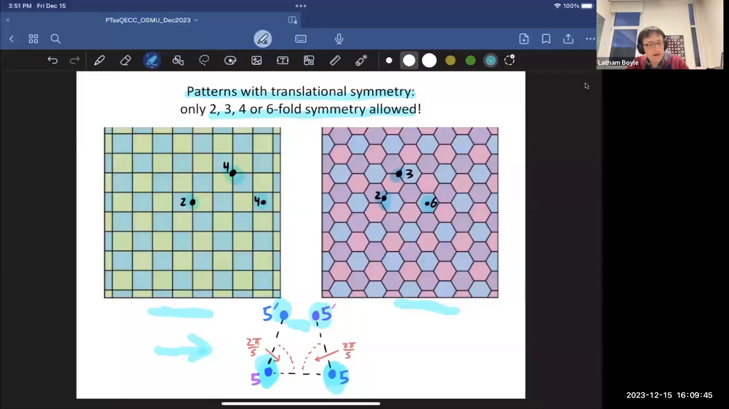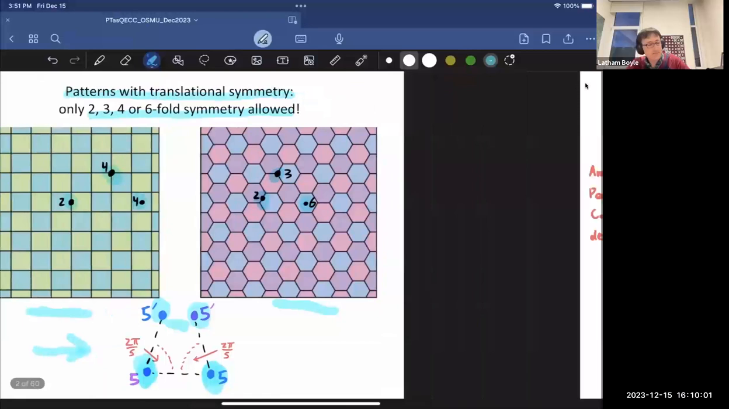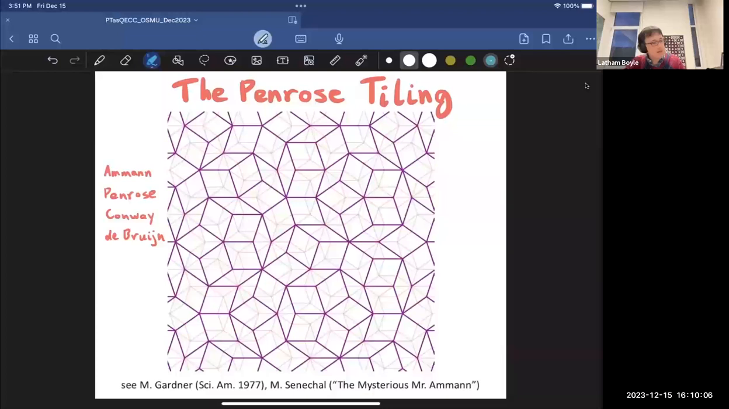and it made use of this fact. He basically constructed a tiling that intrinsically did tile the plane, but could have points of 5-fold symmetry, and as a consequence, by this theorem, it couldn't have translational invariance. Okay, and so here is a picture of the Penrose tiling. This led to a burst of many interesting things being discovered about aperiodic tilings.